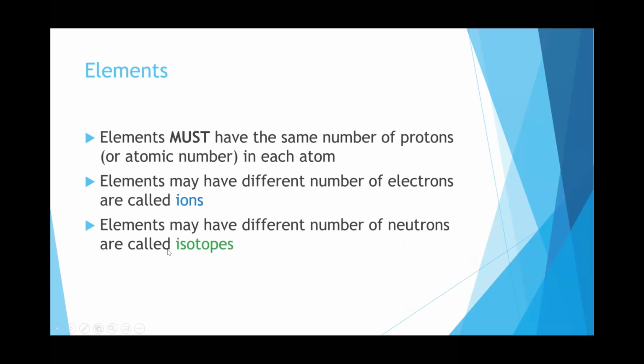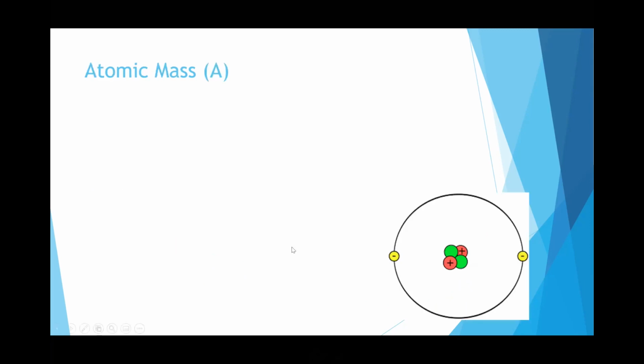And atoms of an element may have different numbers of neutrons, and those are called isotopes. One example is that the most common isotope of carbon is carbon-12, but there is also the isotope carbon-14. This is used for determining the age of a species. They use carbon-14 to determine the age by its half-life. So they may have different numbers of electrons or neutrons, but they must have the same number of protons.